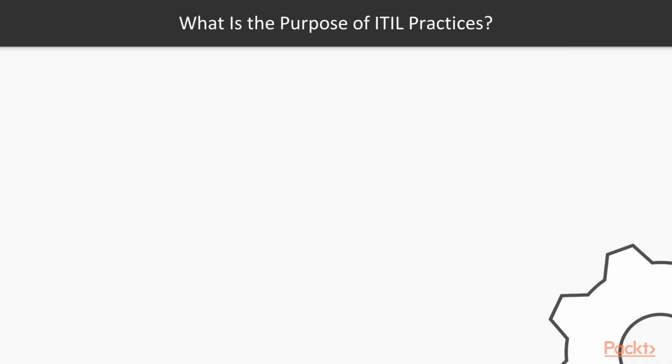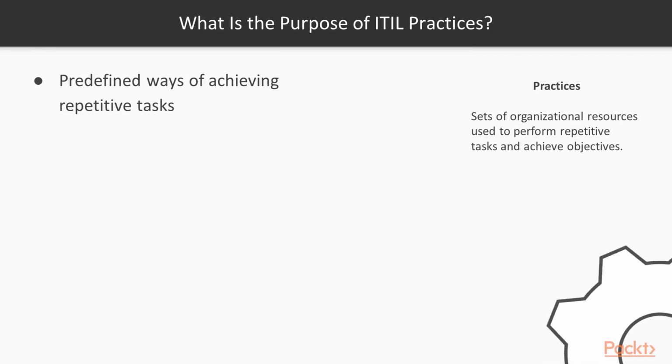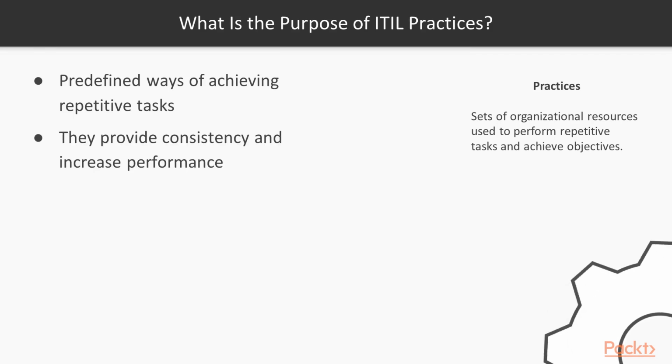Let's start with a definition, which, by the way, we have already discussed. The definition is a set of organizational resources which are used to perform repetitive tasks and achieve objectives. Basically, whenever you have to deal with a repetitive activity, if you want to have consistency and if you want to be able to measure performance and increase the quality, it is a very good idea to define a practice.